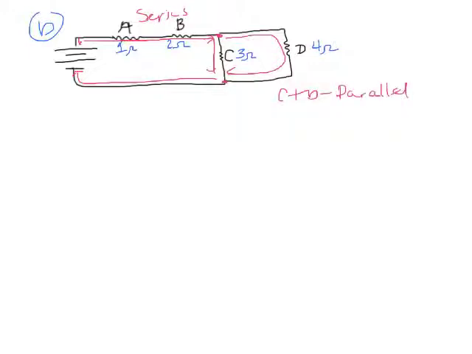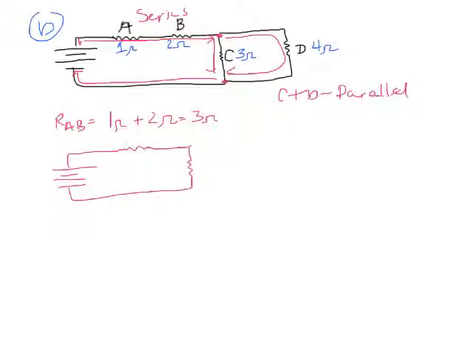All right, so let's take care of our series group. So our AB is going to be equal to 1 ohm plus 2 ohms, or 3 ohms. So if we redraw, we'll have one resistor, and then we still have C and D, and this we'll call AB, okay? And then, so this is going to be 3 ohms, this is still 3 ohms, and this is still 4 ohms.